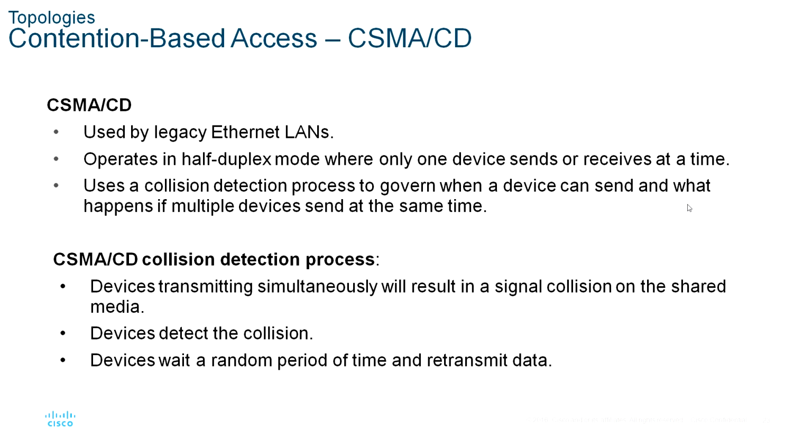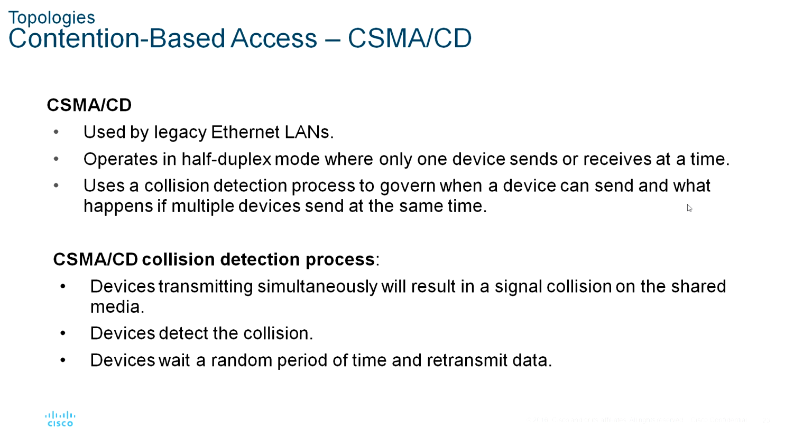Next one, contention-based access, CSMA/CD. Examples of contention-based access networks include the following: wireless LAN uses CSMA/CA, legacy bus topology Ethernet LAN uses CSMA/CD, and legacy Ethernet LAN using a hub uses CSMA/CD. These networks operate in half duplex mode, meaning only one device can send or receive at a time. This requires a process to govern when a device can send and what happens when multiple devices send at the same time.